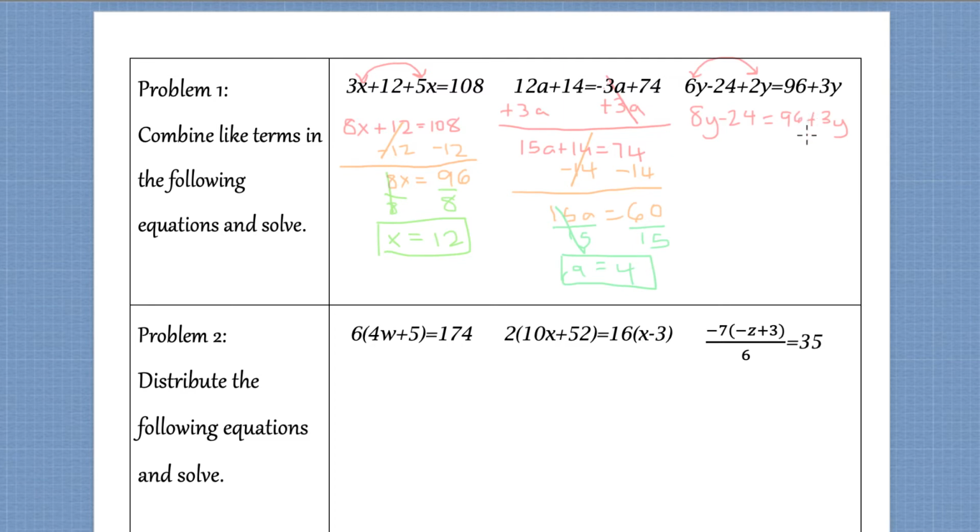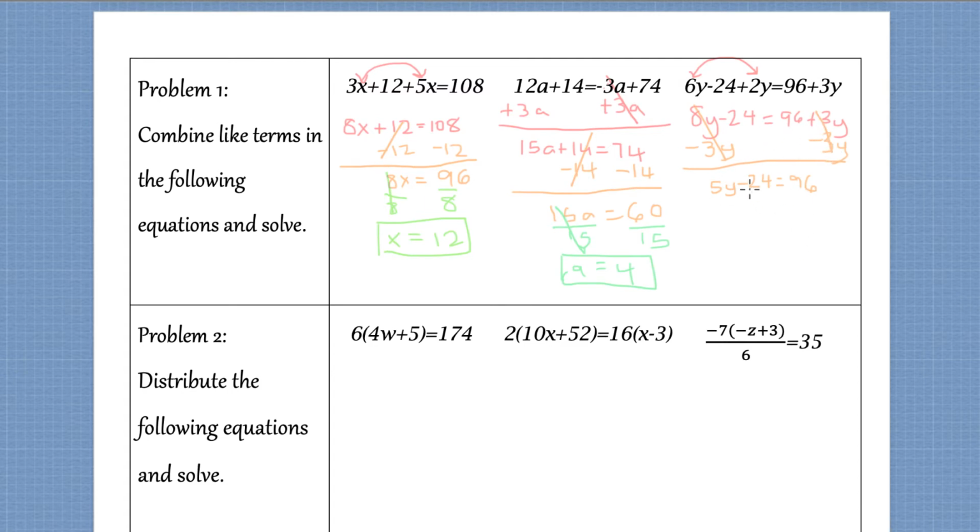Now we want to isolate the y term on one side, and so we're going to use the inverse operations and subtract 3y from both sides. And so 8y minus 3y gives us 5y minus the 24 we already had, which is equal to 96, and then 3y minus 3y cancels each other out. So it just leaves us over here with 96.